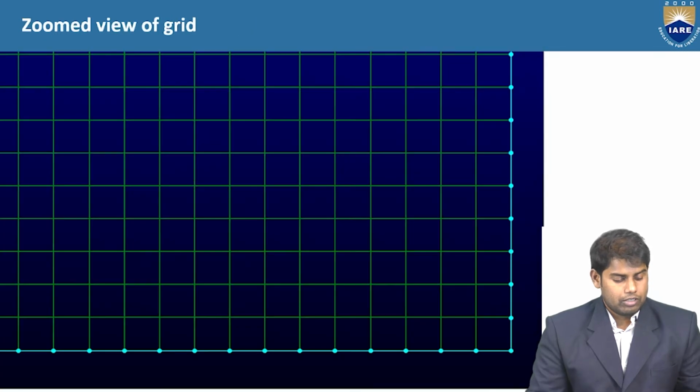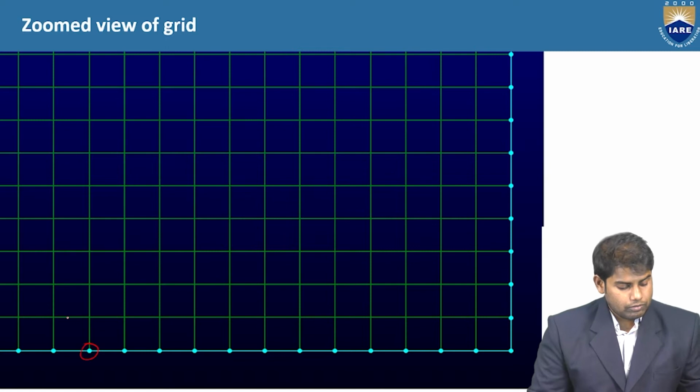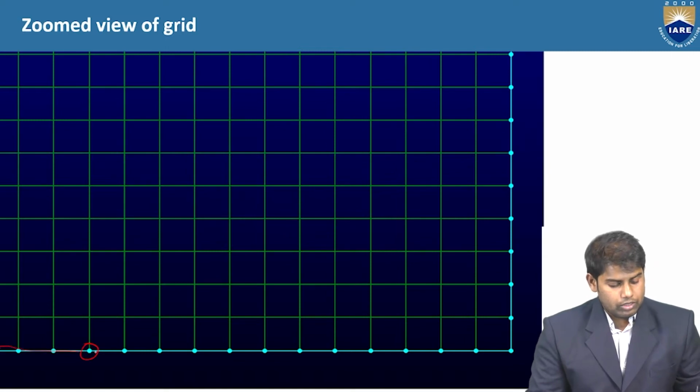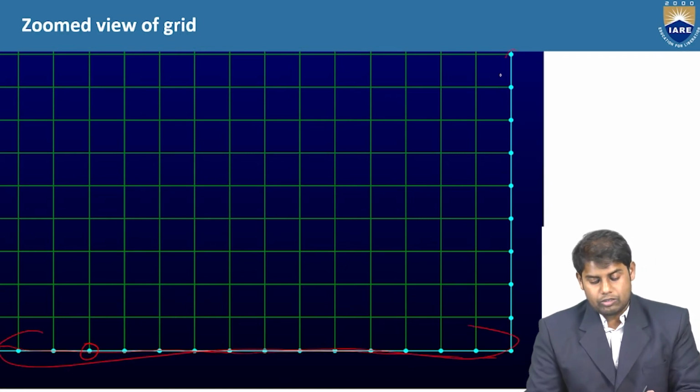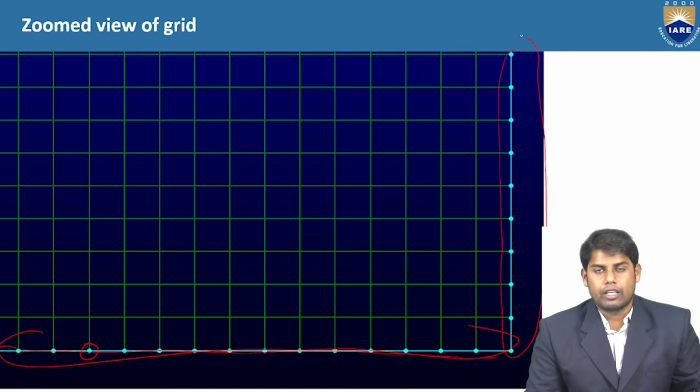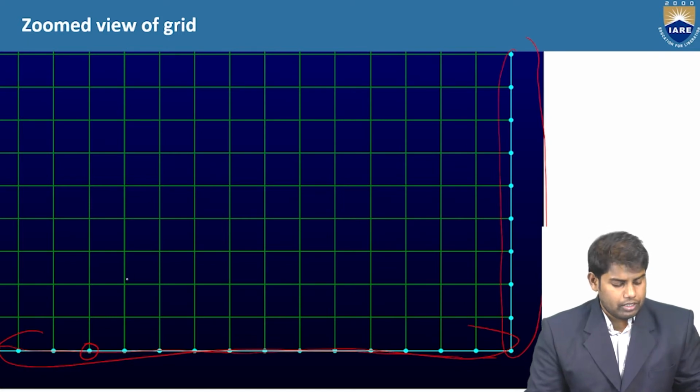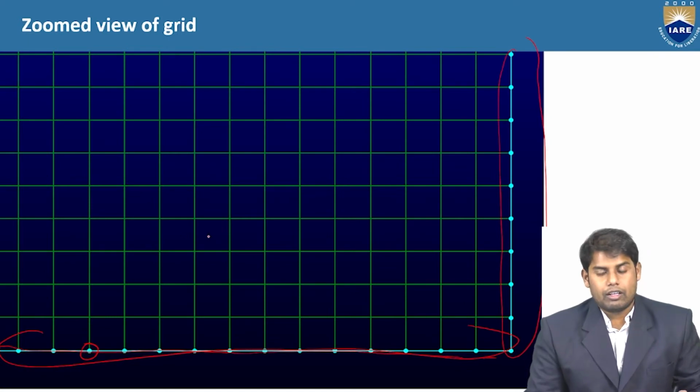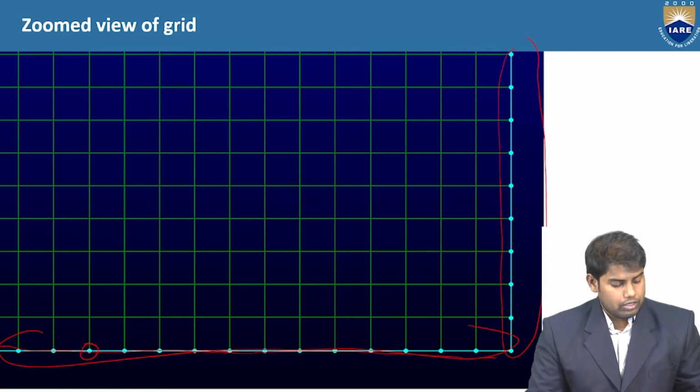If you see, these are the grid points. As I told you, this entity is nothing but a boundary, and this entity is also a boundary. These are the boundary points, and the remaining points present in the domain are called interior points, or internal points.